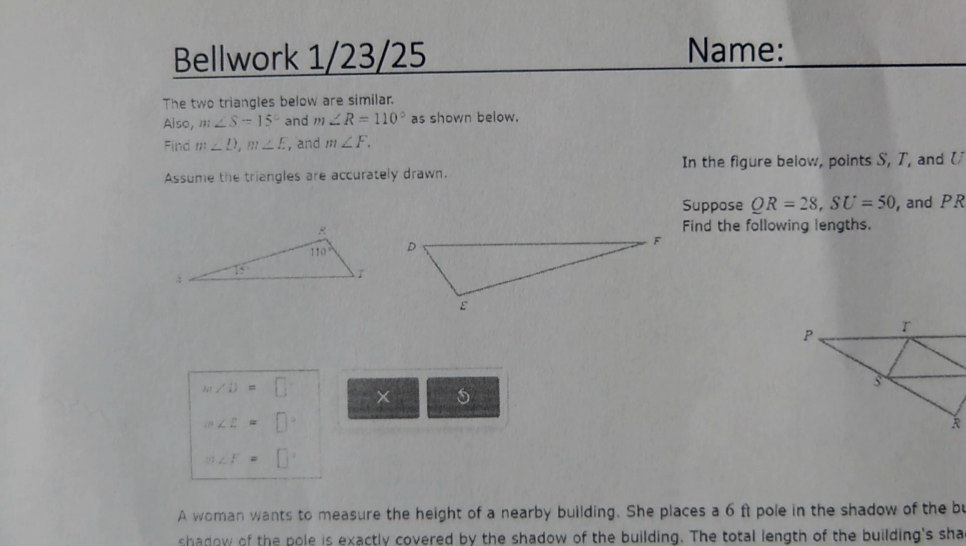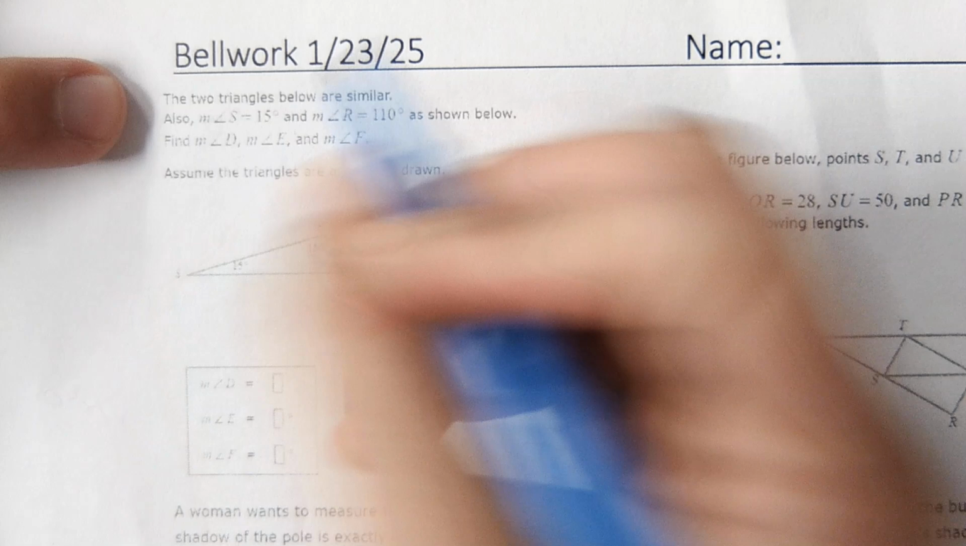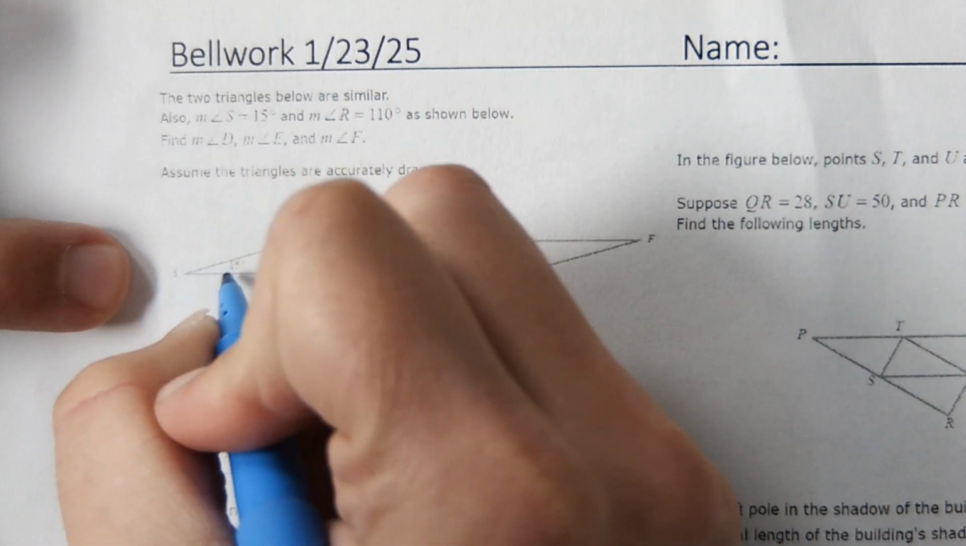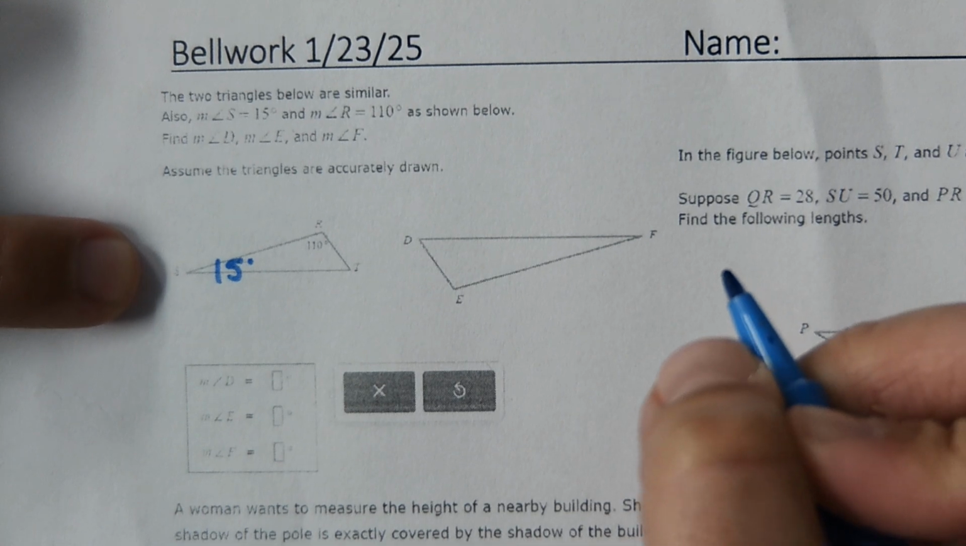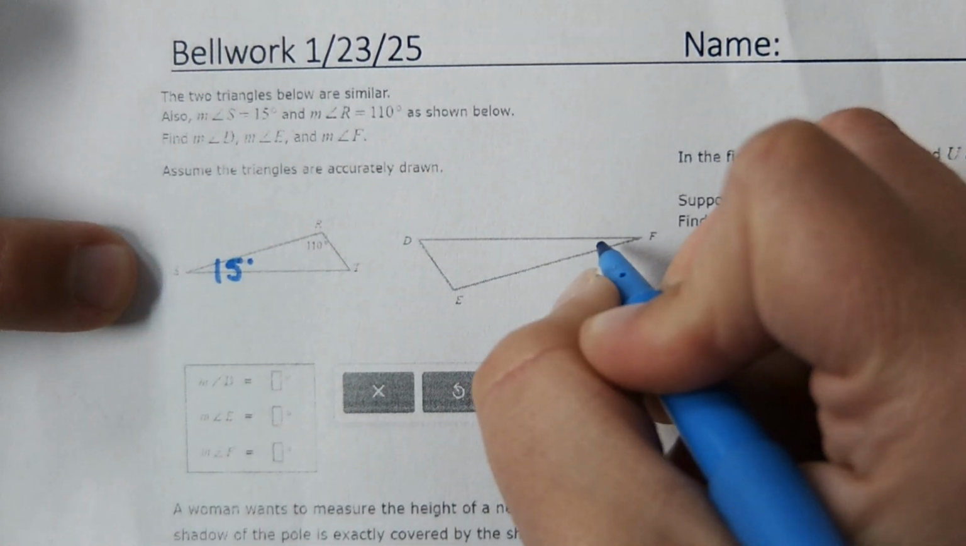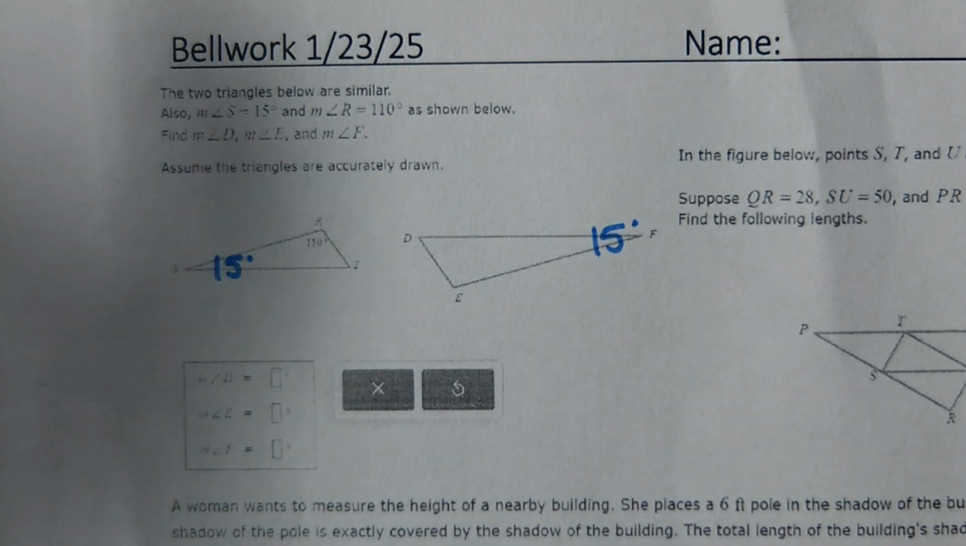Says the two triangles are similar. So it says these two triangles are similar. It says measure of angle S is 15 degrees. So this is S here, 15 degrees. And since they're similar, the angles are going to equal each other. So this angle is 15 degrees, so the corresponding angle will also be 15 degrees.